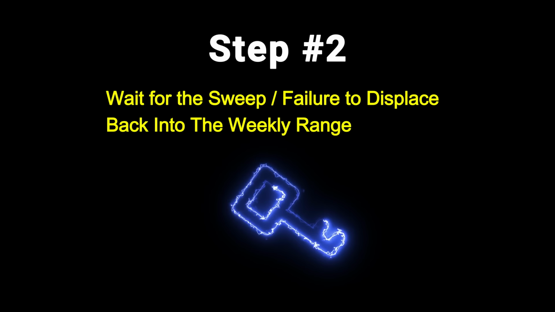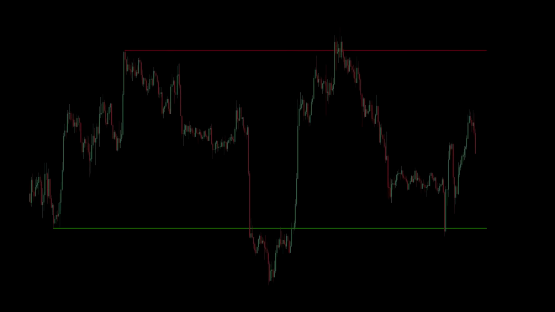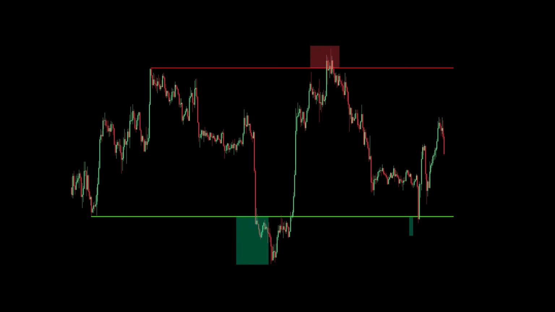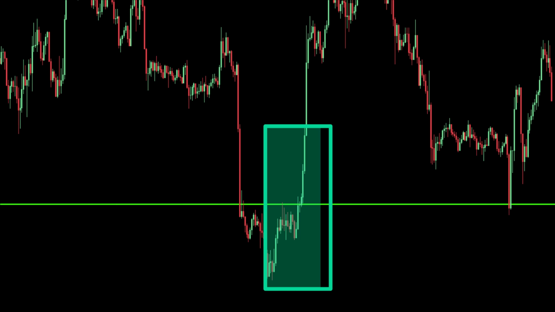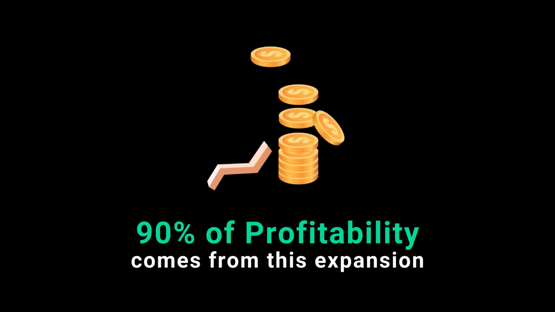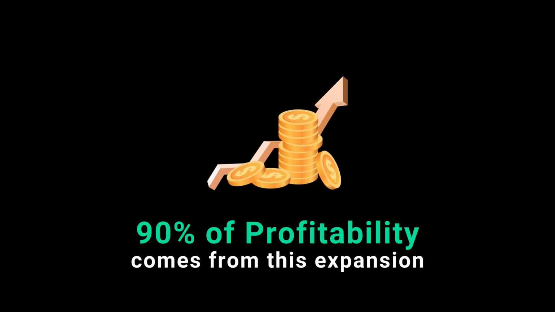Step number 2, wait for the sweep, the failure to displace back into the weekly range. This is the key. You don't trade the sweep, you wait for failure of the sweep, meaning price tags last week's high or low, fails to continue, then displaces strongly back inside the weekly range. This displacement is the tell. It confirms liquidity has been taken, price is reversing, the weekly expansion is beginning. This is where 90% of the profitability comes from.